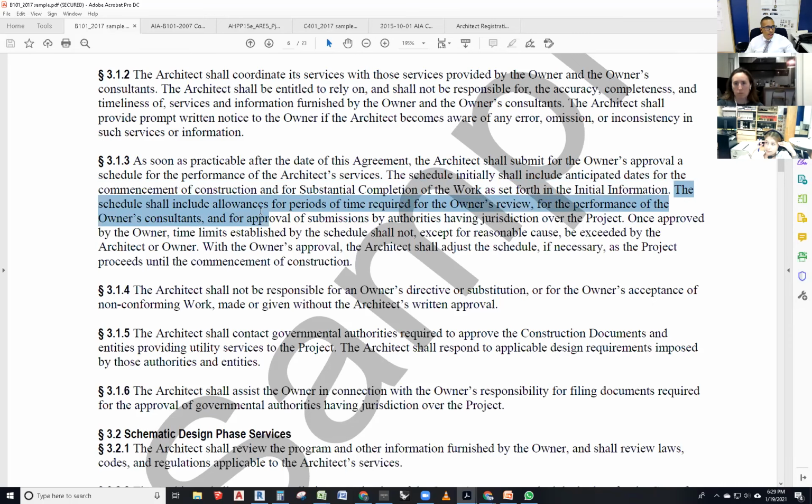So what's the schedule supposed to have? The schedule shall include allowances for periods of time required for the owner's review. How many days is the owner going to review a design option? How many days is the owner going to be reviewing some finishes? For the performance of the owner's consultants and for approval of submissions by authorities having jurisdiction.